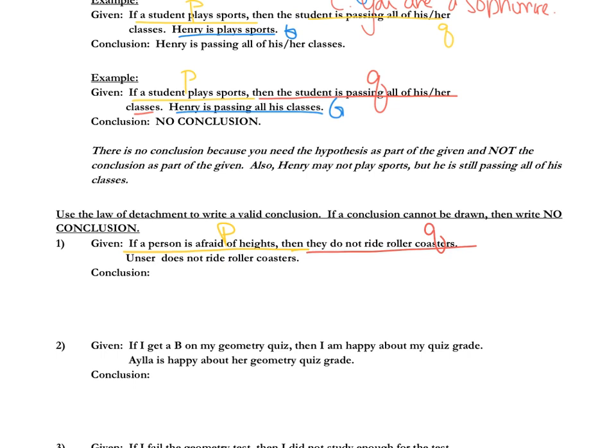The given is the answer does not ride roller coasters. That's the Q. That's the conclusion of our conditional statement. So this is not possible using the law of detachment. So no conclusion. So again, the P of the conditional statement, which is the hypothesis, must be true.